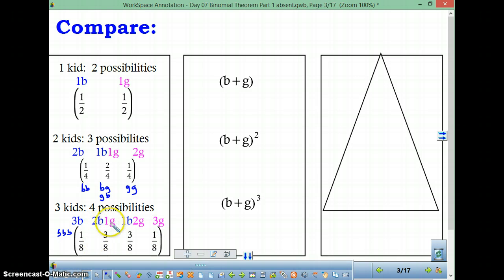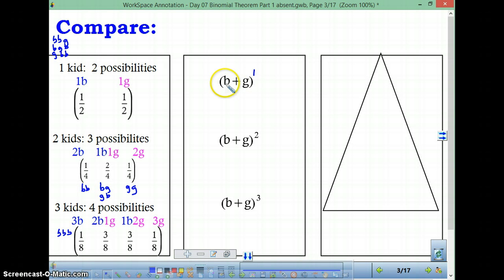All right, there are 3 different ways that you could get 2 boys and 1 girl. Look up here. It could go boy, boy, then a girl. It could be boy, girl, boy. Or it could be girl, boy, boy. Right? That's where that number 3 comes from. Similar on these ones. Compare what we just did to what happens when we expand a binomial.